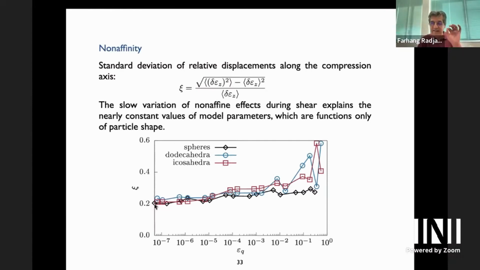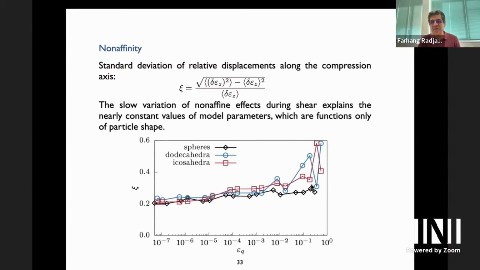This is only for elastic probing. It's not for plastic deformations. During the elastic probing, the value of C, the non-affinity, is 20% only. So only 20% of deformation is non-affine. And interestingly, as a function of strain, it's actually not changing much. Up to the peak point, it is increasing from 0.2 to 0.3 at most. And then, of course, it is increasing a lot because now we are sensitive to plastic deformations.